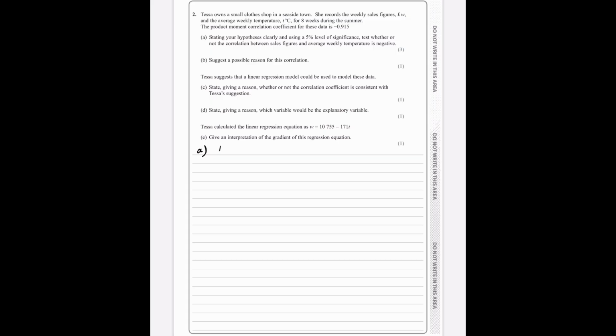All right, question 2. We have Tessa and her shop in the seaside town. So the null hypothesis, H0, is that rho is equal to 0, and the alternative hypothesis is the one-tailed test rho is less than 0. The critical value we have to look up in the data book, and that will come out as negative 0.6215, if you find the right table, the right row, the right column.